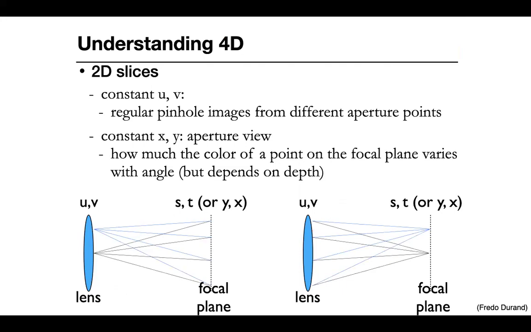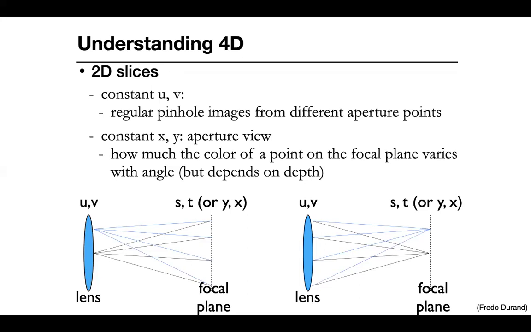Exactly what I'm saying. You can imagine that if you have constant UV, that would be a lot of pinhole images at different aperture points, exactly the same as having an array of cameras, right? And then if you have a constant S and T, or XY, right? Then this is, for a certain point, all the rays that arrive at that point, right?